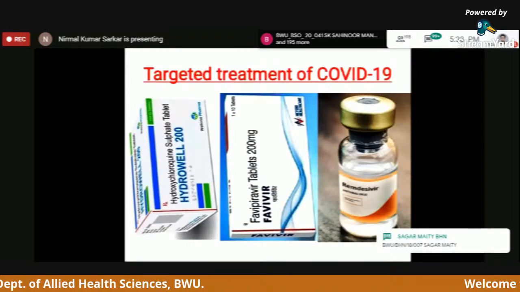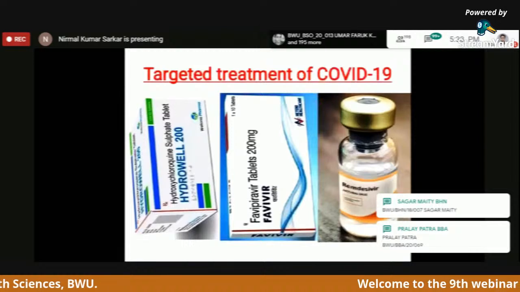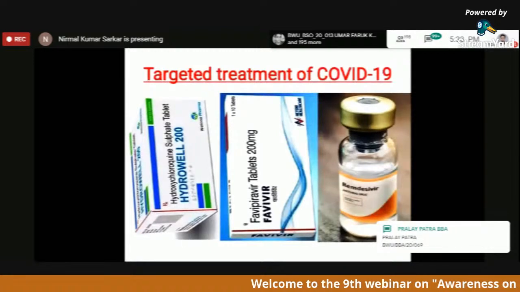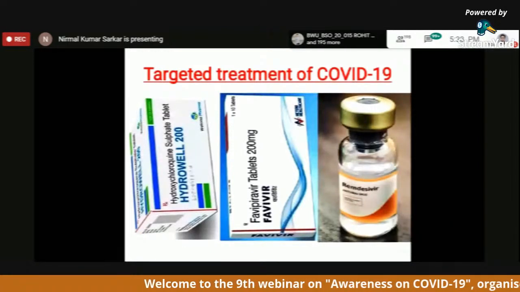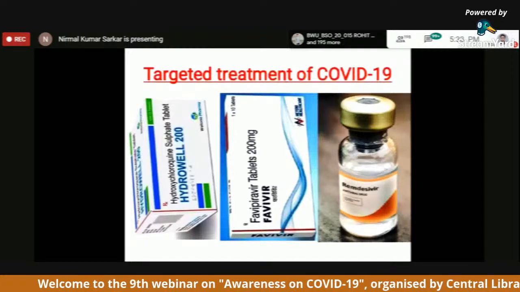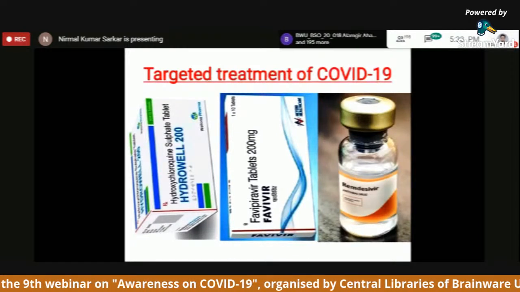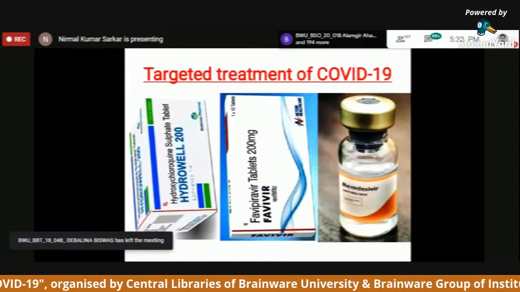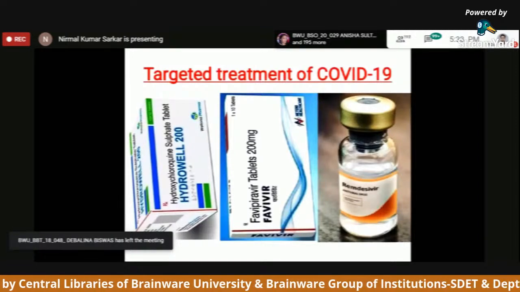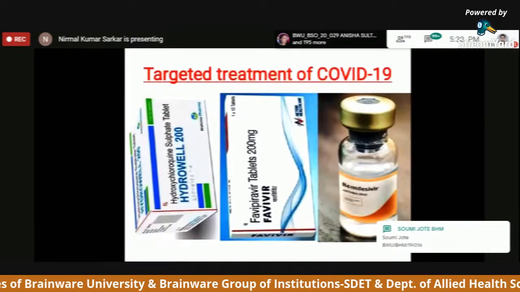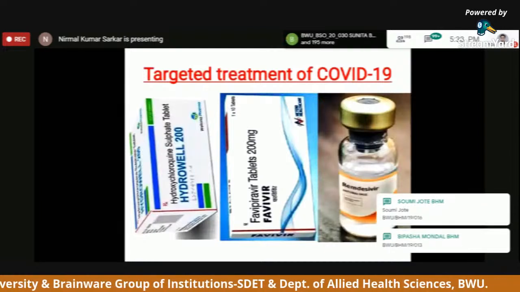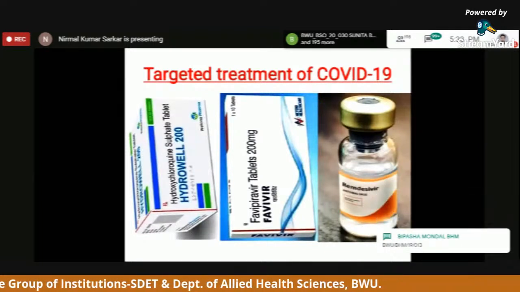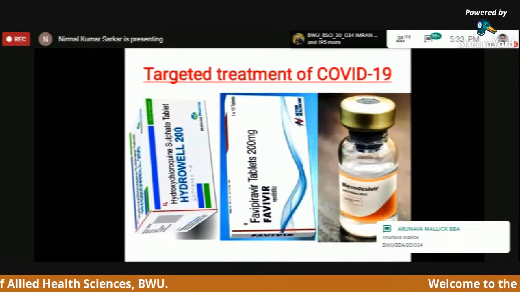Another retroviral drug, remdesivir, also significantly reduces the multiplication of novel coronavirus. It interferes with the action of RNA-dependent RNA polymerase and thereby causes a decrease or a slowing down in the rate of viral RNA production.